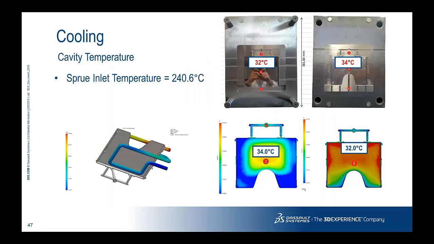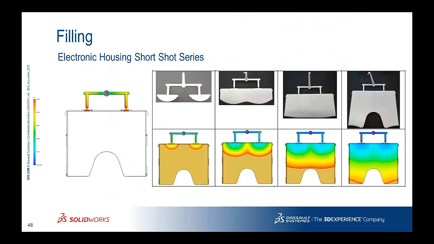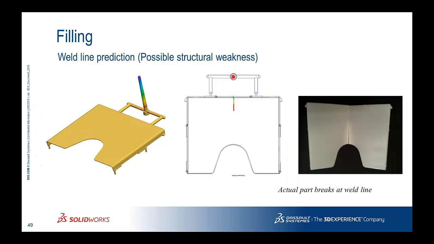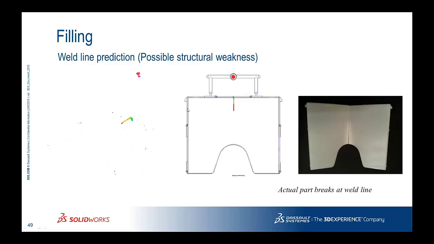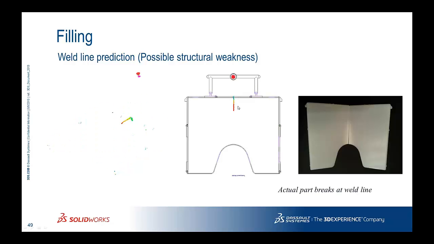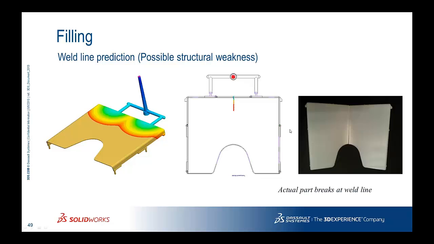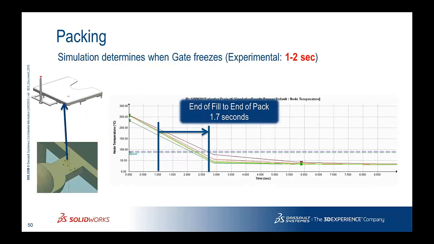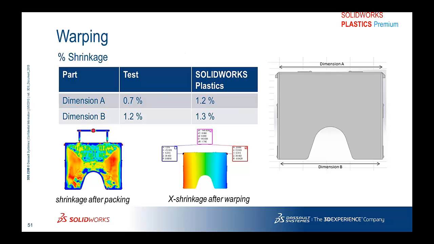Electronic housing, again here the cooling, the temperature has very similar results. Shot series. If you want, you can also download this document from the webinar panel, or I will send it to you, it's not a problem. Also here it's very interesting to see the final issue with the weld line. The weld line is producing a structural weakness, not only an apparent defect, but also a structural weakness. Here you can see the final part is breaking. Again, the packing is very similar, the shrinkage, you can see the test, and so on.